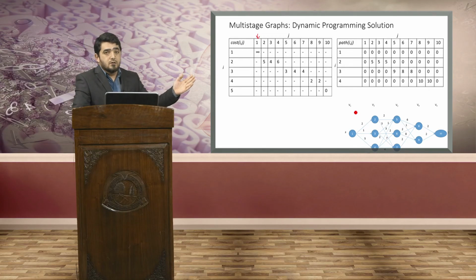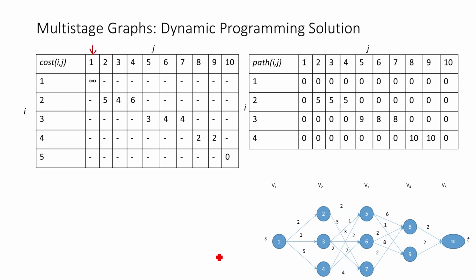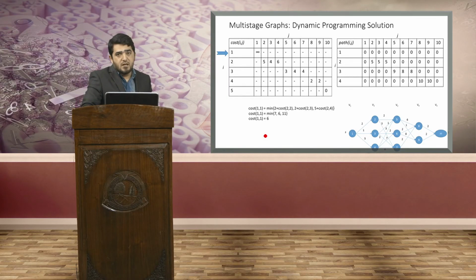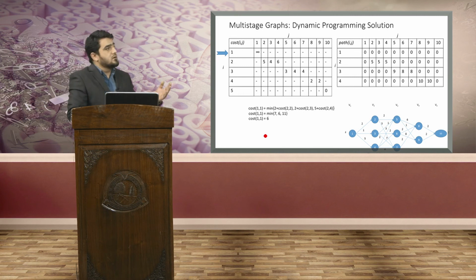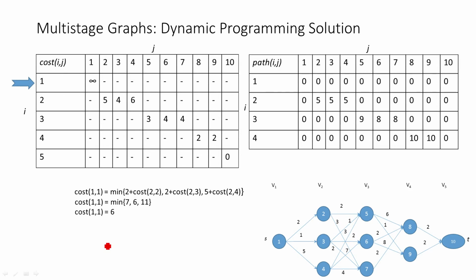Now the cost of selecting node number 1 in stage number 1. In order to do that, we have 3 choices again: either to go to 2 in the next stage, or to 3 in the next stage, or to 4 in the next stage. So again, we try to find the minimum cost by solving this equation here. We find that the cheapest node from node number 1 in stage number 1 is to select node number 3 in the next stage.